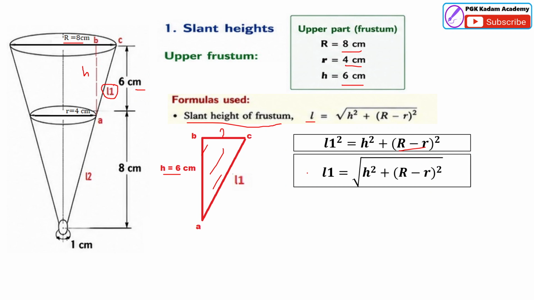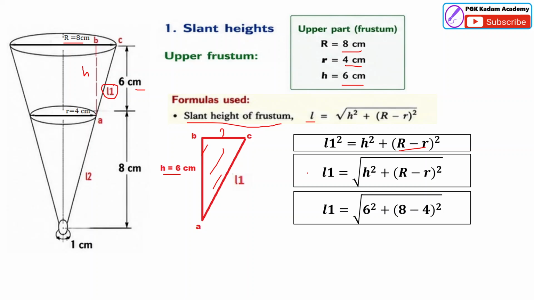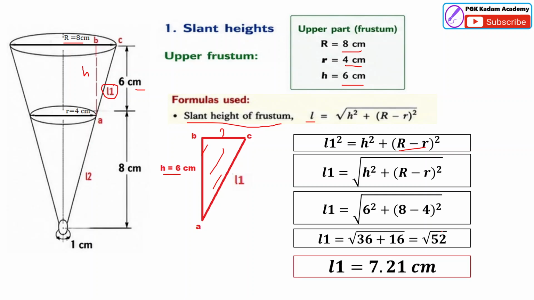Then we can write L1 is equal to under root of H square plus bracket capital R minus small r squared. If we put the values, H is 6, square, plus 8 minus 4 bracket square, all under root. We calculate this one. 6 square is 36. 8 minus 4 square is 16. The addition of these two is 52. Square root of 52, again we get the final value of L1. L1 is 7.21 centimeter.